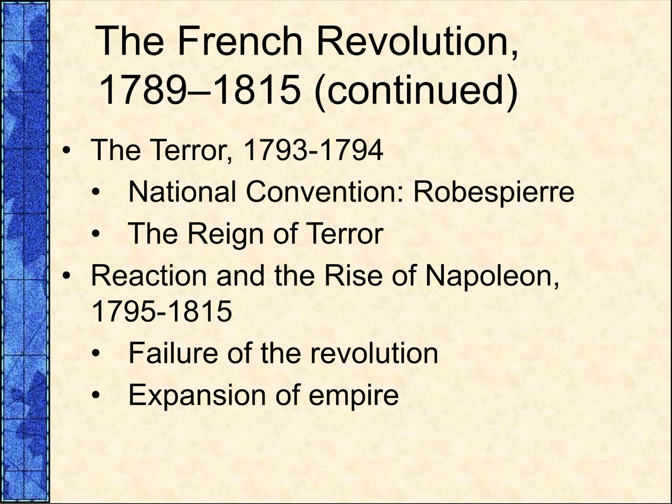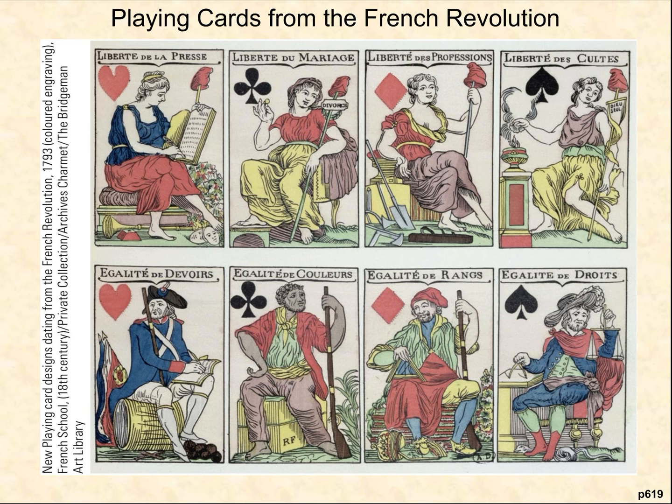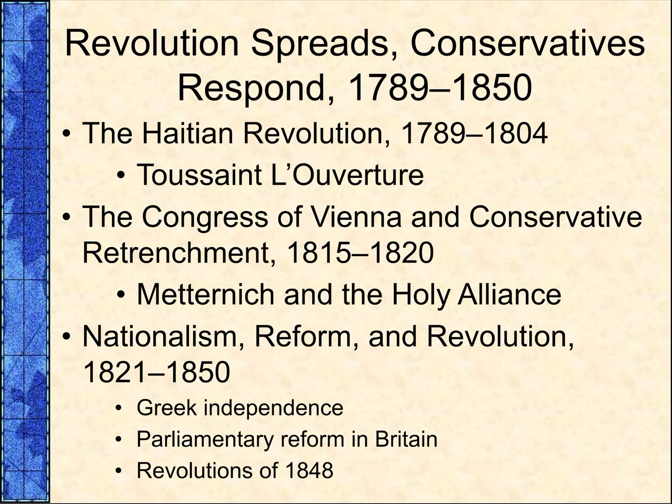So he's exiled, but not exiled very far. Then he makes a comeback. Then he tries to do the same things again, and he goes into a place called Waterloo, and he gets beaten badly there, and then he actually gets exiled off the southern coast of Africa, on an island called St. Helena. Check that out on Google Earth. It's kind of cool. All right, so that's a picture of the guillotine, which was used a lot.